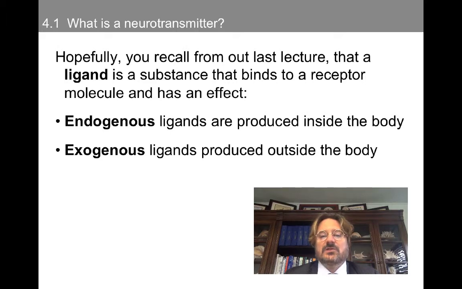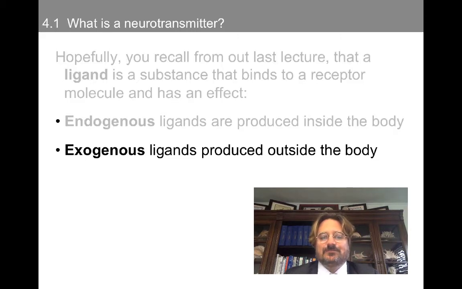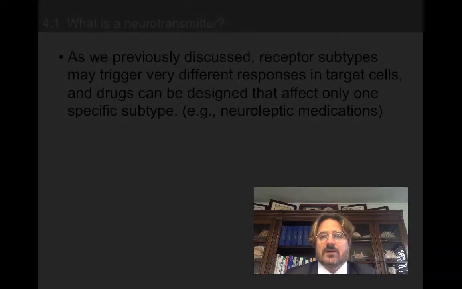We have endogenous ligands. Endogenous ligands are produced inside the body, whereas exogenous ligands are produced outside the body. So dopamine, norepinephrine, serotonin, those are going to be endogenous ligands, whereas drugs, whether prescription or recreational drugs, those are probably going to be exogenous ligands. And we're going to focus on exogenous ligands, primarily prescription drugs, in this lecture.